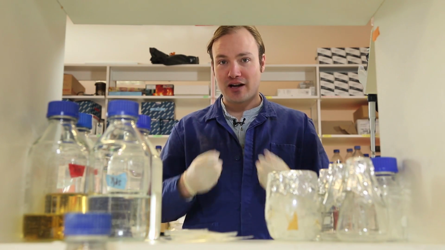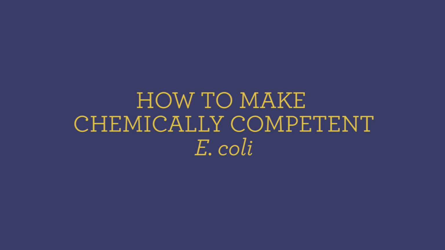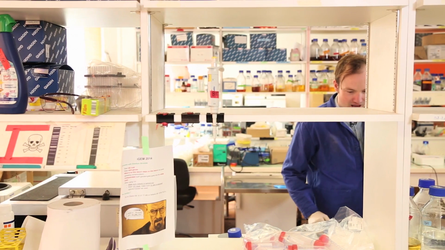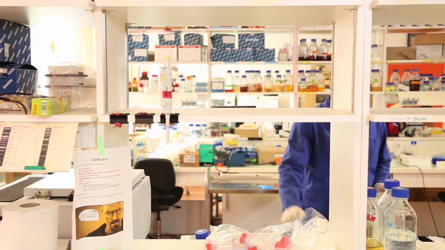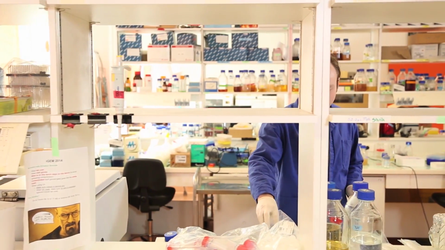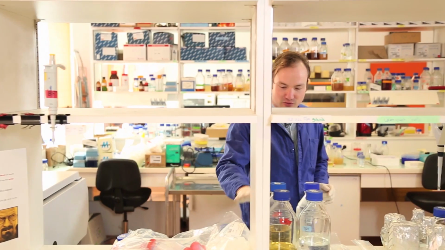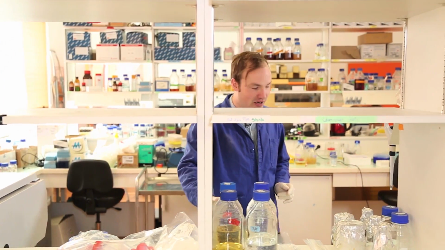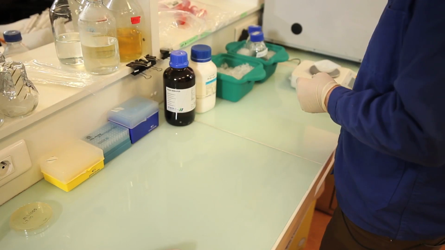Today we're going to be preparing competent cells. How I like to start is by preparing my solutions. We have two solutions that we need to prepare. One is a 100 millimolar solution of calcium chloride, and another one is 100 millimolar calcium chloride with 15% glycerol.